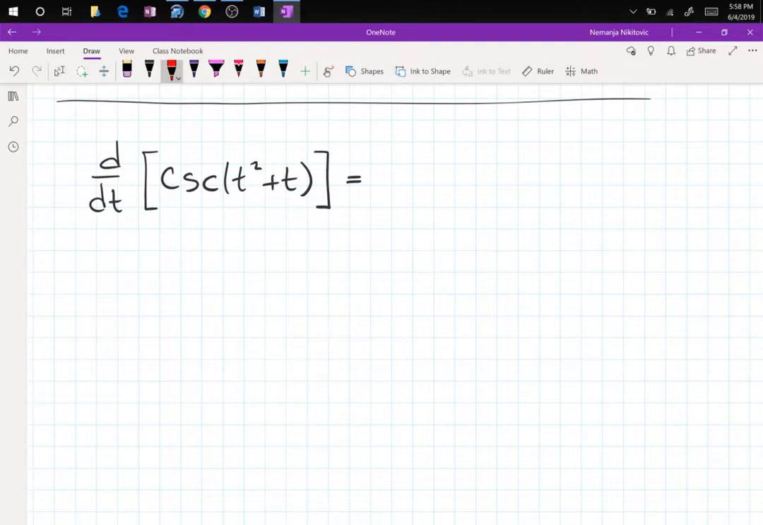So what's the f over here? Cosecant g. Cosecant g. Great. And g is? g is t squared plus t. Perfect. All right, let's see what you guys get.